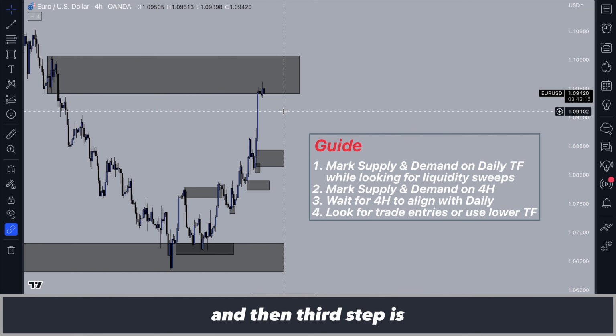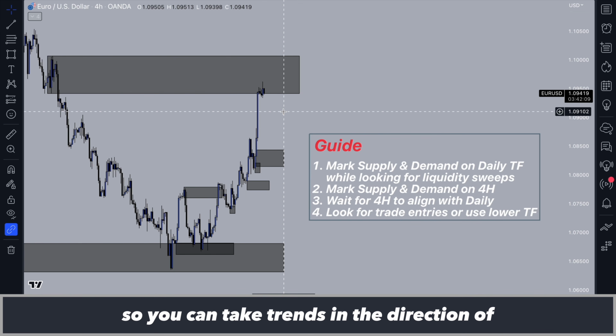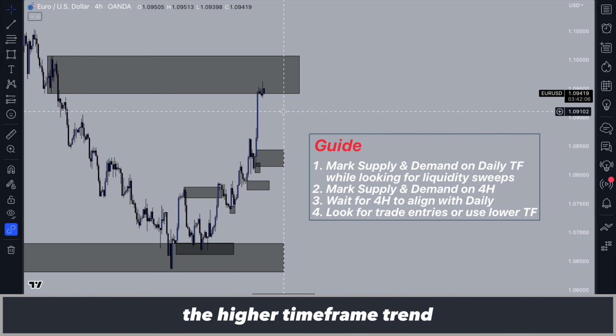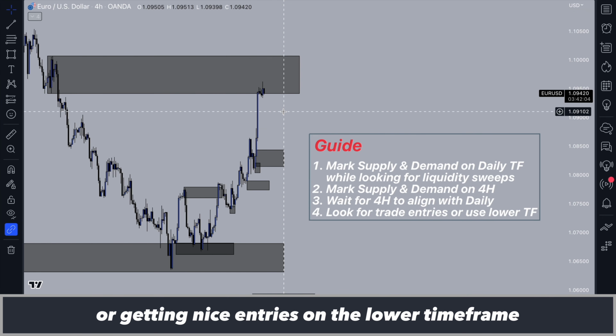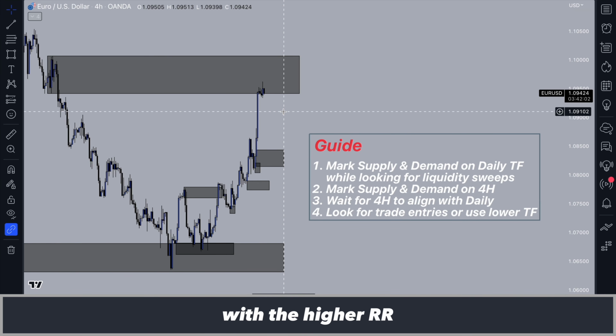And then the third step is you're going to wait for your lower time frame to align with the daily time frame. So in this case, wait for the 4-hour to align with the daily, so that you can take trends in the direction of the high time frame trend, while getting nice entries on the lower time frame with a higher risk reward. And that is step 4.